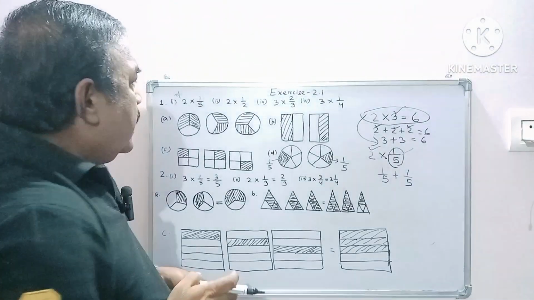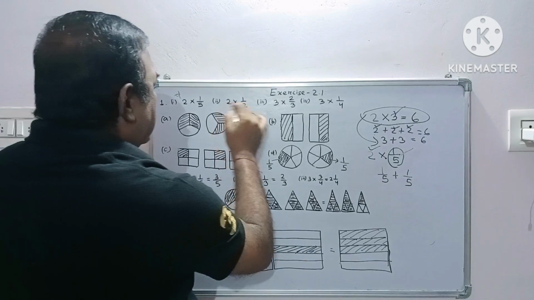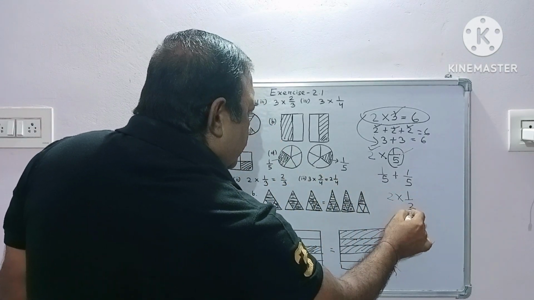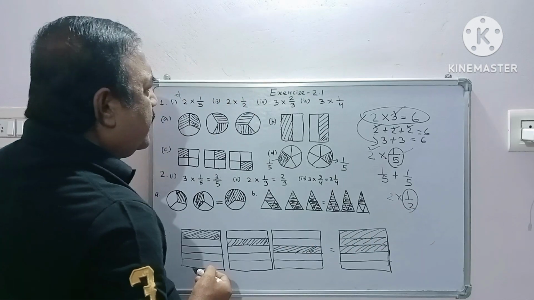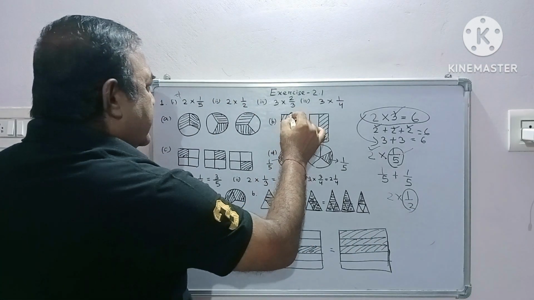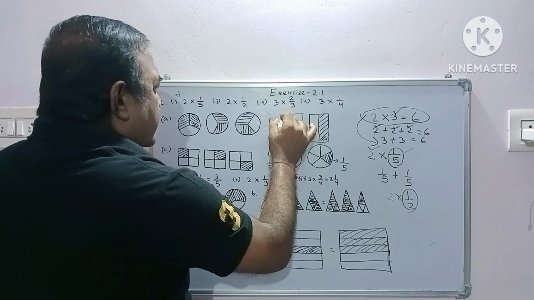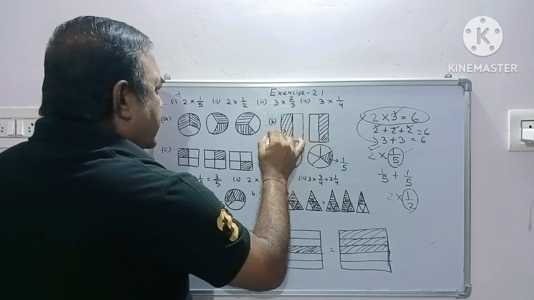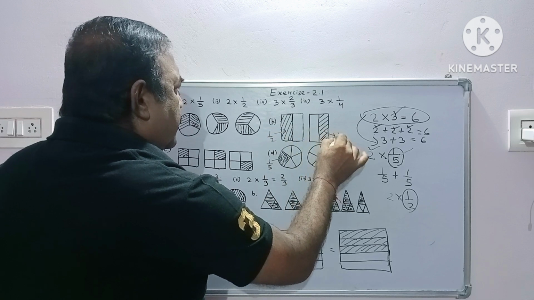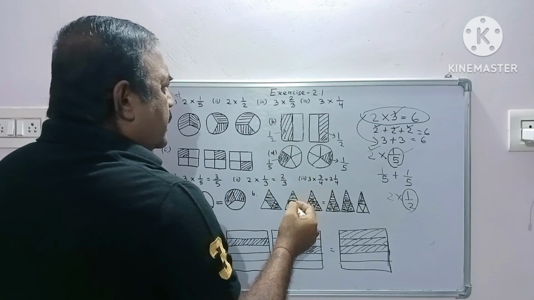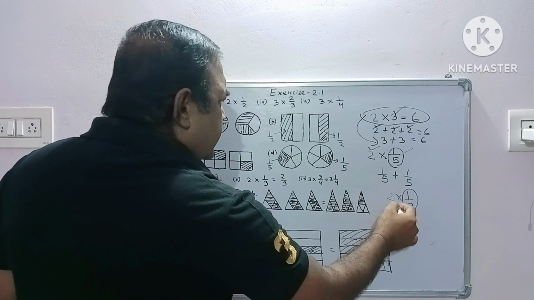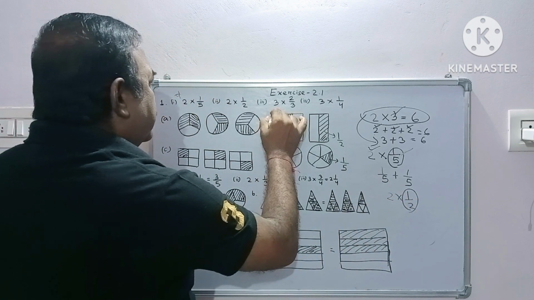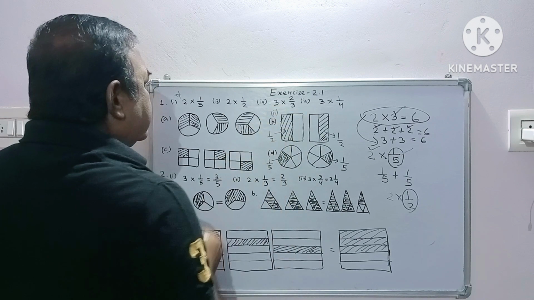Okay? And you see 2 into 1 by 2. So where is half? We have to find out. You see, in this picture, the complete picture is divided into 2 equal parts. So each equal part is 1 upon 2. So how many 1 upon 2? 1 upon 2 plus 1 upon 2, that is 2 into 1 upon 2. So this is 2. Yes?